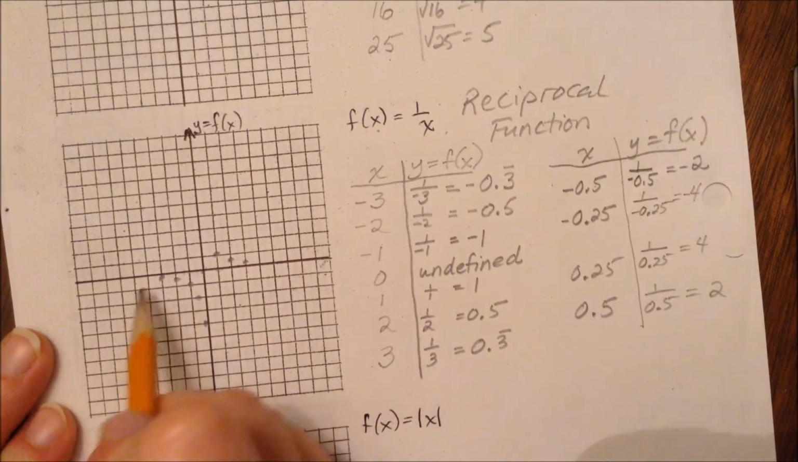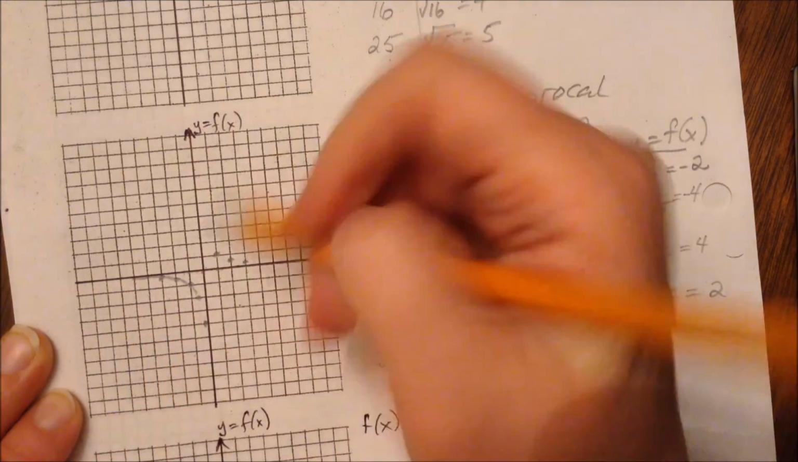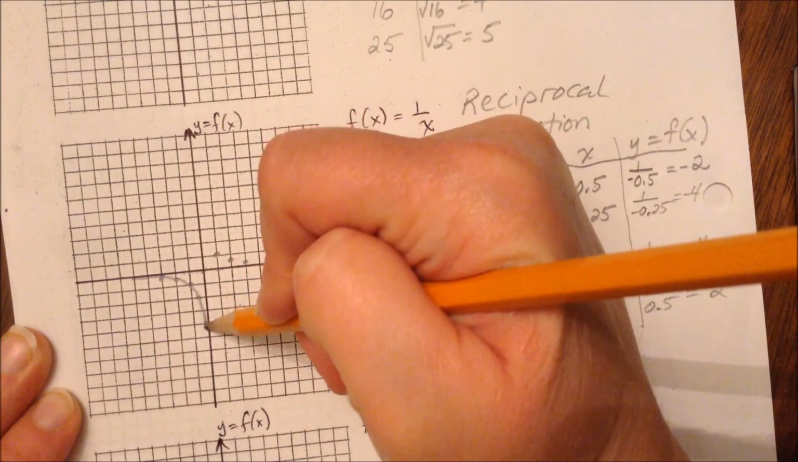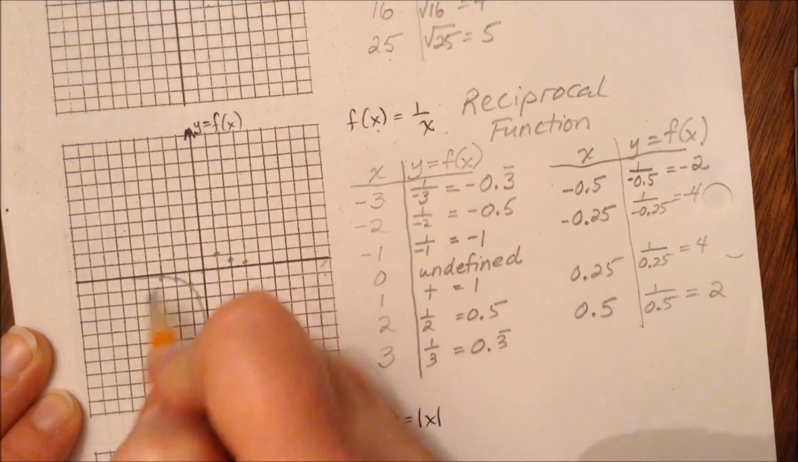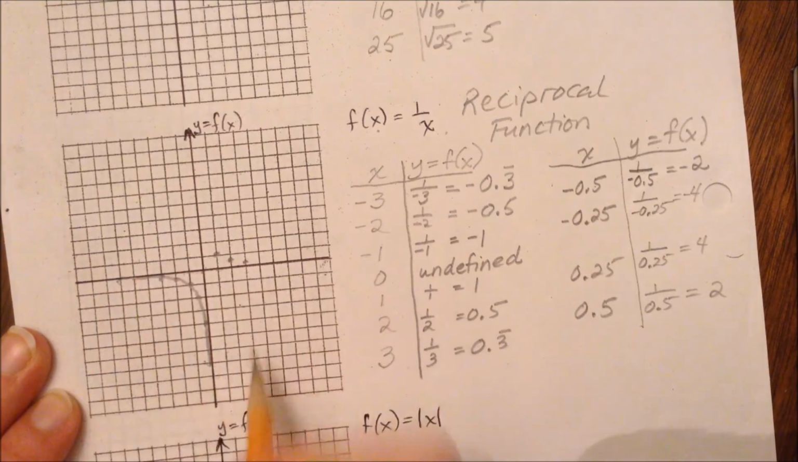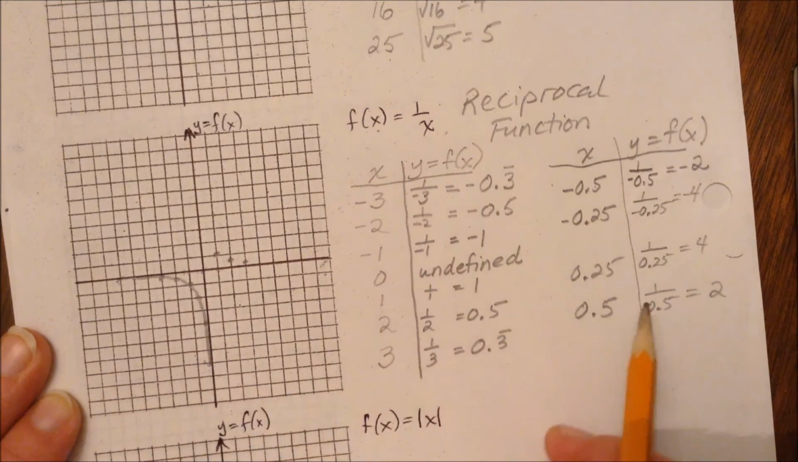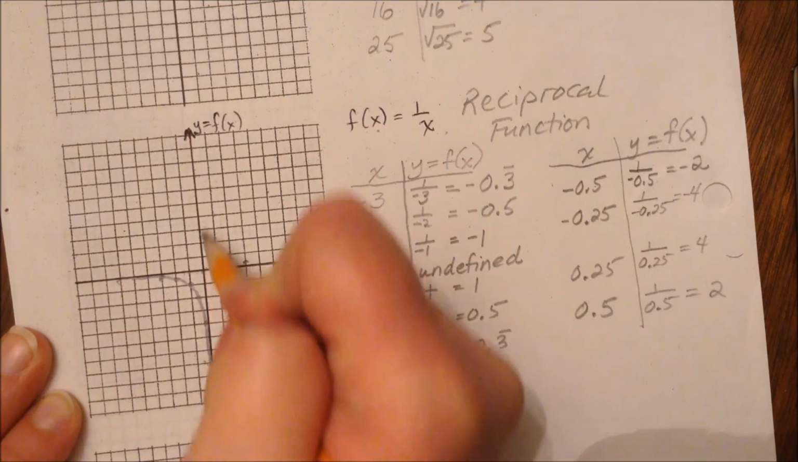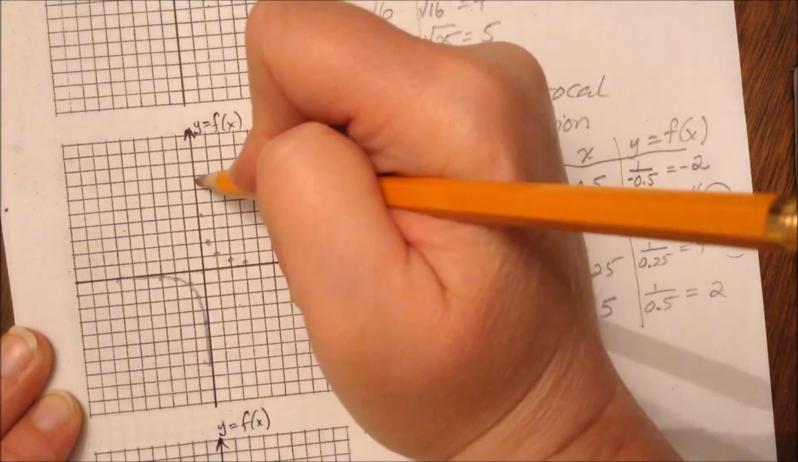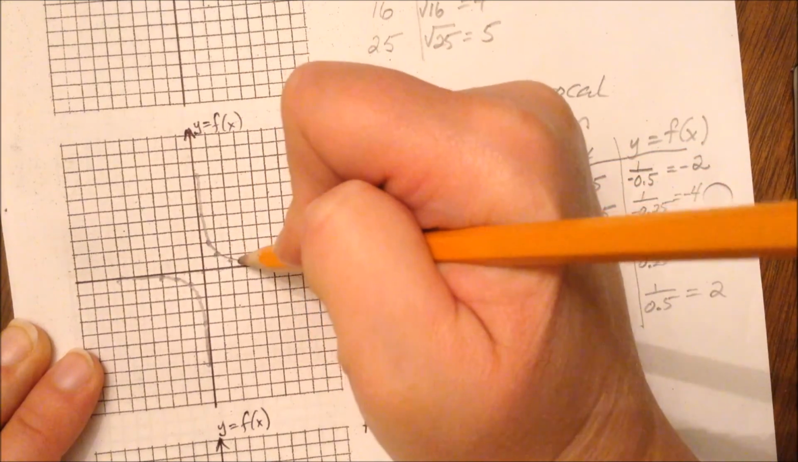So we can see that this curve is heading downward, approaching the y-axis, but it's never actually going to touch it. And we get a feature here called an asymptote, where we see the graph approaches this line but never quite reaches it. We have the same thing on the other side. At 0.5 it was 2, at 0.25 it was 4. We can see another asymptote feature here.